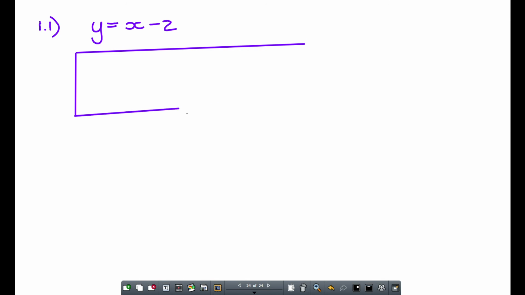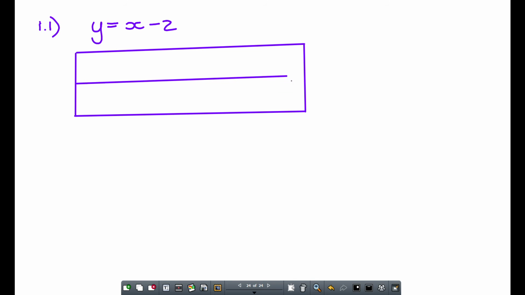It says drawing of the graph, table method. At A, they wanted you to complete the table for y is equal to x minus 2. Okay? You didn't have to draw the table. You guys had it in front of you. Okay, so the first one, x was minus 3.